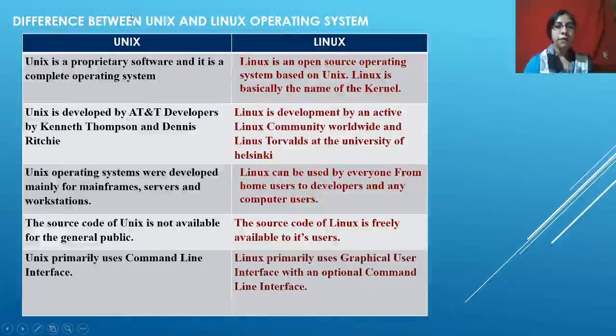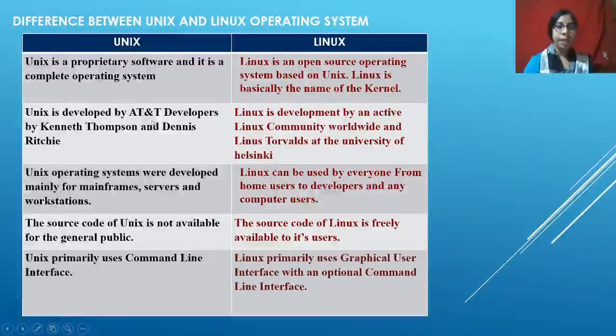So another difference we see is between the Unix and Linux operating systems. Okay, because these two categories fall in the same family, but let us see what the difference is. Unix is proprietary software and it is a complete operating system. Okay, so you don't find it easily, you are not able to download it freely. You need to purchase Unix, whereas Linux is open source and you can download it from the internet, and it is basically the name of the kernel.